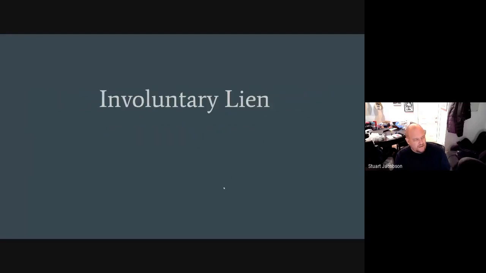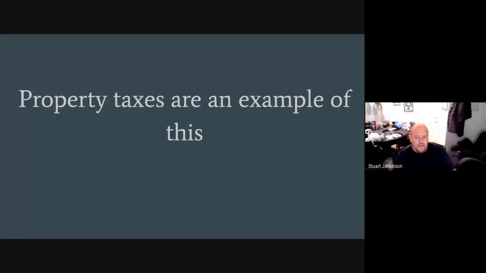Involuntary lien. This is a form of a financial encumbrance, right? Property taxes are an example of this. Absolutely. Also, judgments are another form of involuntary lien. Okay, property taxes are definitely involuntary.